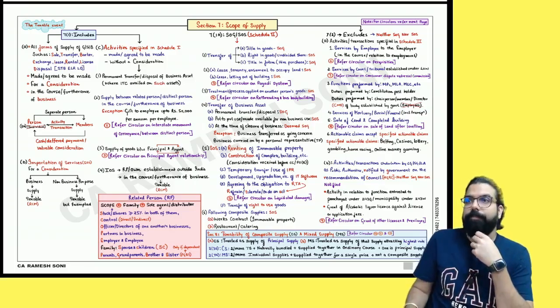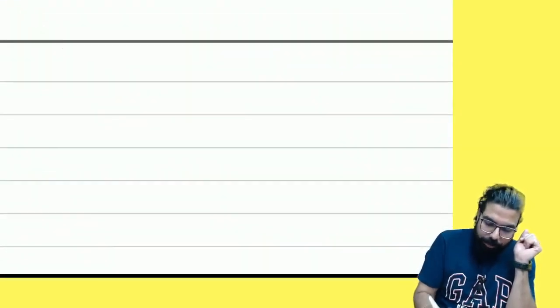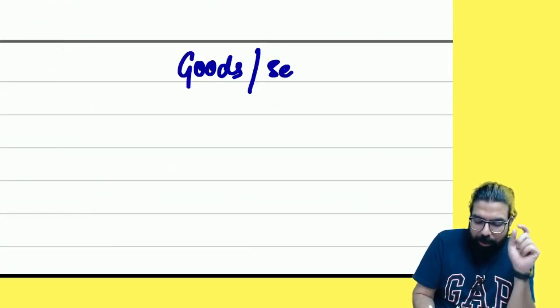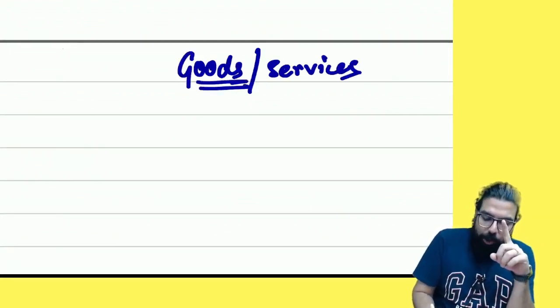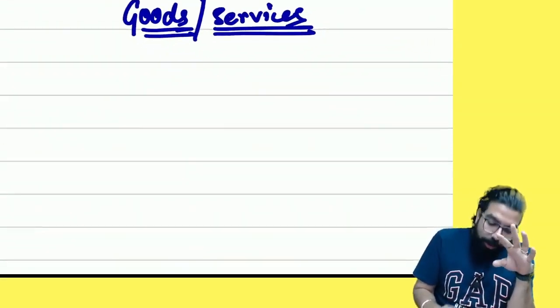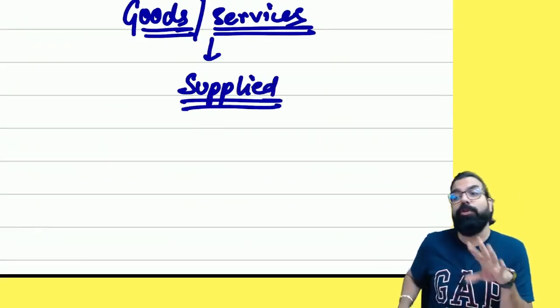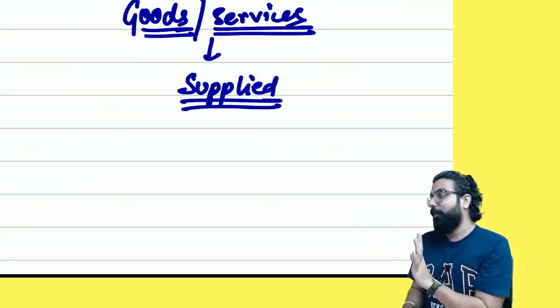Everyone, listen. Whenever it is goods or service, first of all, there has to be something which is goods or service. Whenever it is supplied, supply is the event which you do, then GST gets charged.